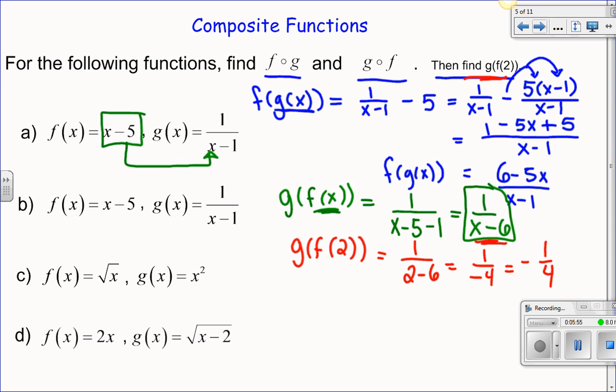Okay, so that's all A. If we look at B, it's the exact same thing. So let's look at C. We don't need to do that twice. C. We want to find f of g of x.